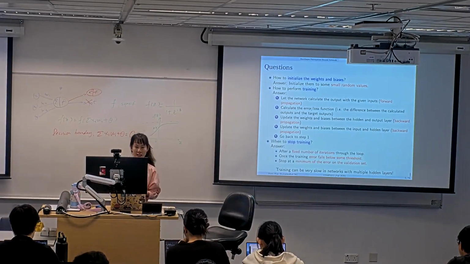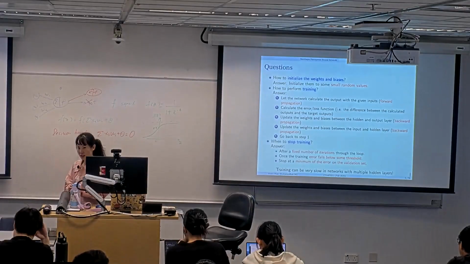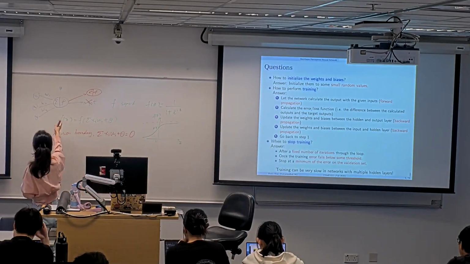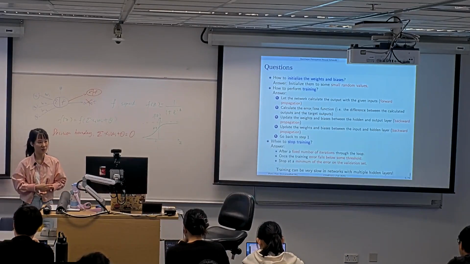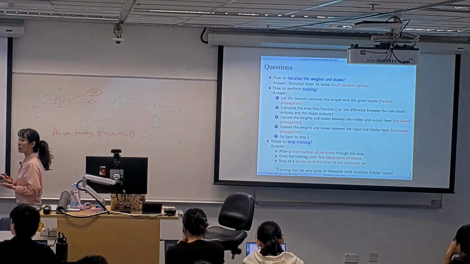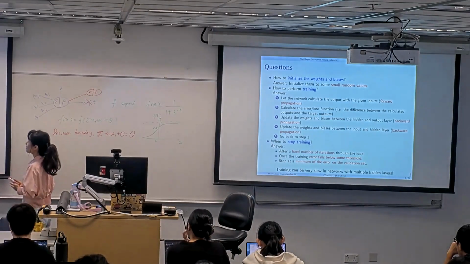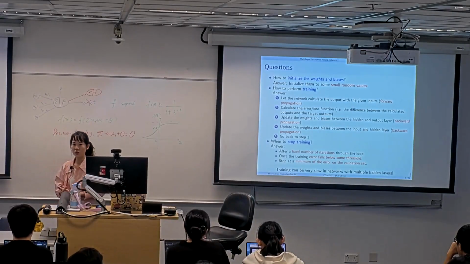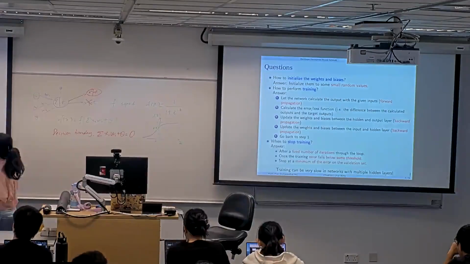Now, if we want to train a neural network, then we need to learn all the parameters. According to what we learned previously for the artificial neuron, usually we need to initialize them, right? Then how to initialize the weights and the biases in the MLP? The answer is still we just initialize them to some small random values, randomly generate all of these values.